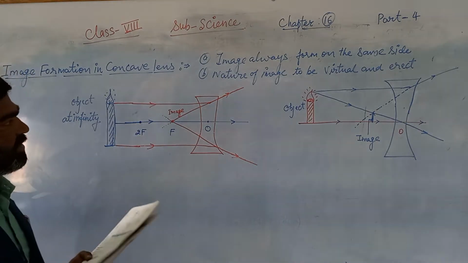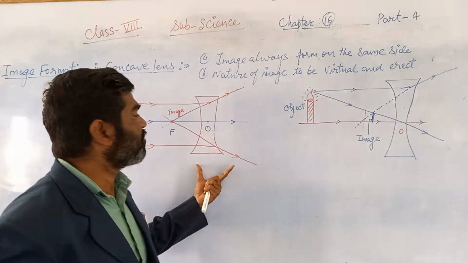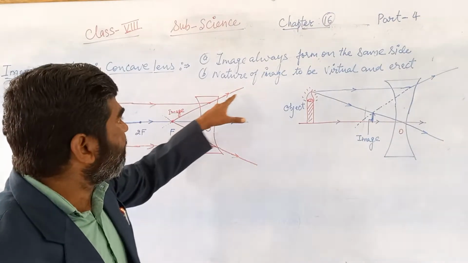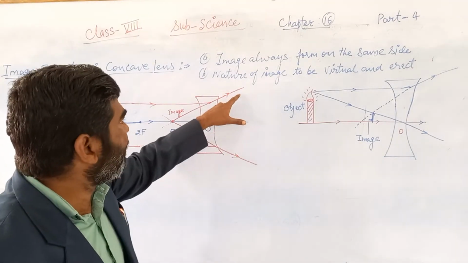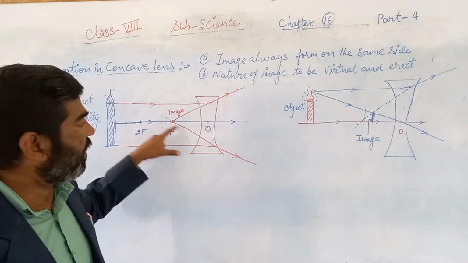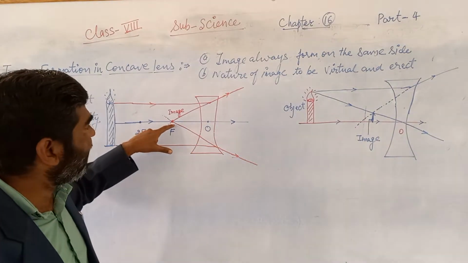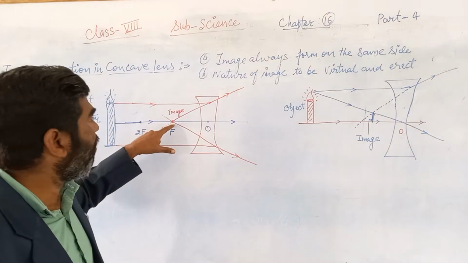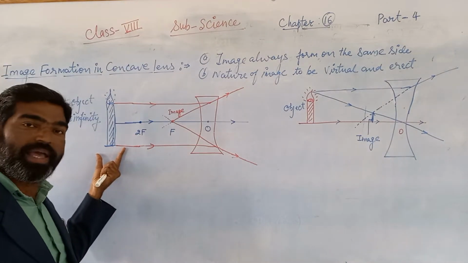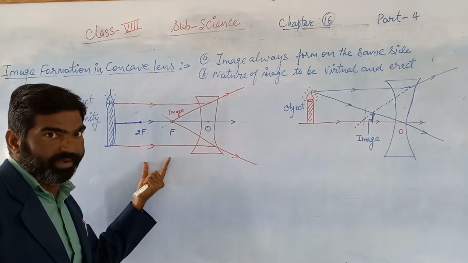parallel to this principal axis, and after refraction it spreads, because this is a diverging lens, which spreads the light. But if you extend this light backwards, it meets at the point F, and the image is formed here. Means where we kept the object, the image is also formed on the same side.